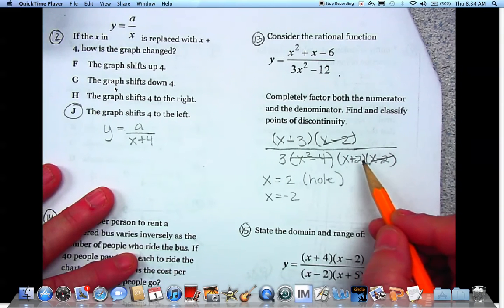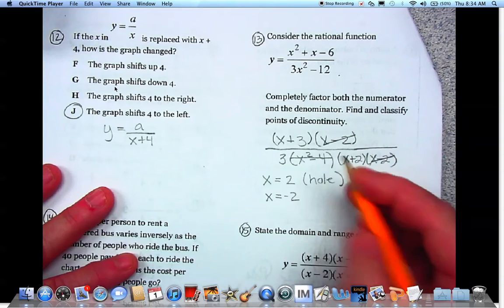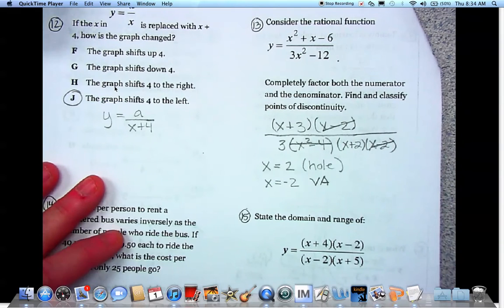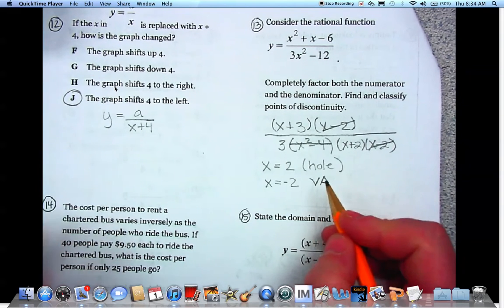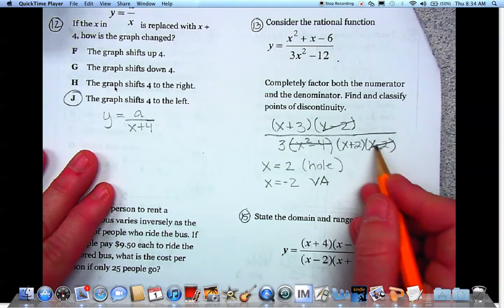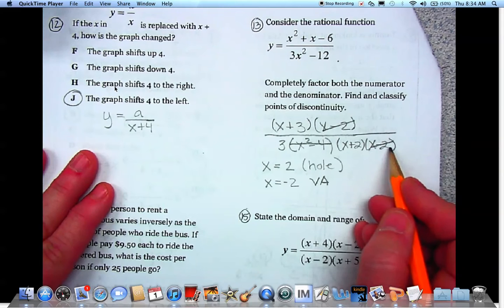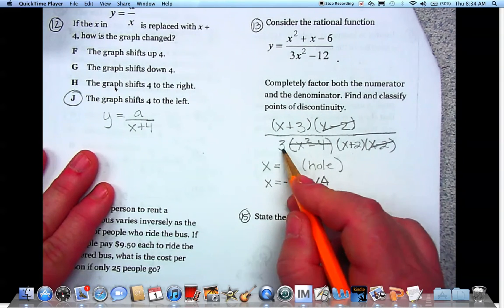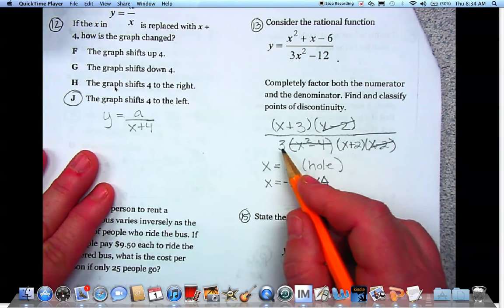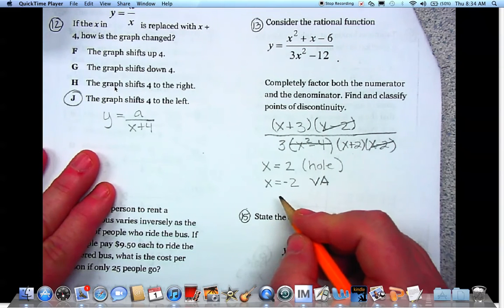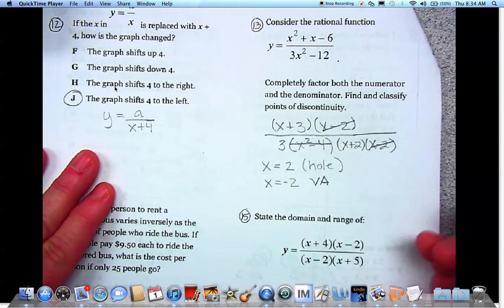So x + 2 = 0. That gives you x = -2. We're setting the denominator equal to 0. These canceled out, so that's already a hole, not a vertical asymptote. The one that's left is x + 3 over 3. Now you can't say 3 equals 0, so you just ignore the 3, unless there's an x there. If there was a 3x, you would set that equal to 0 and you'd get x = 0.